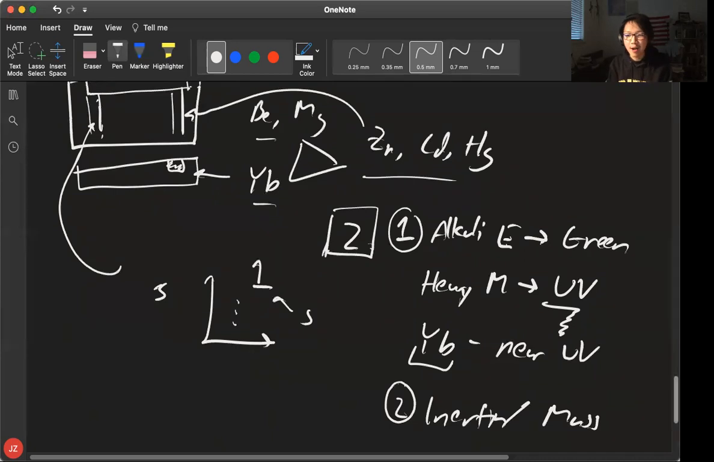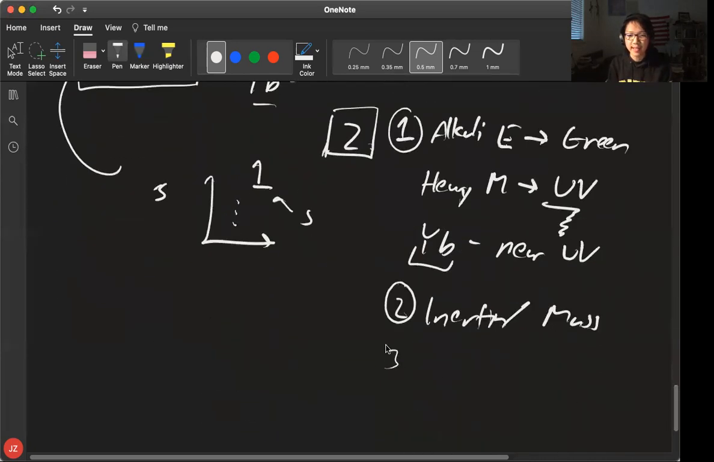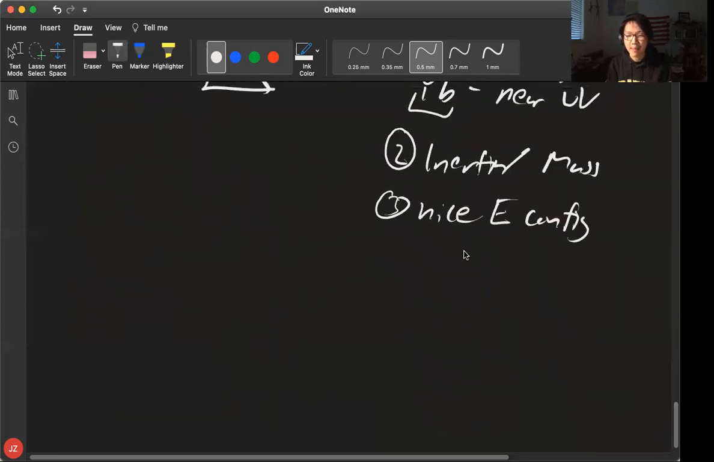The third one is that it should have a nice energy configuration. So all those energy levels, including the hyperfine structure, should be really nice for you to work with. So those are kind of your 3 criteria there.